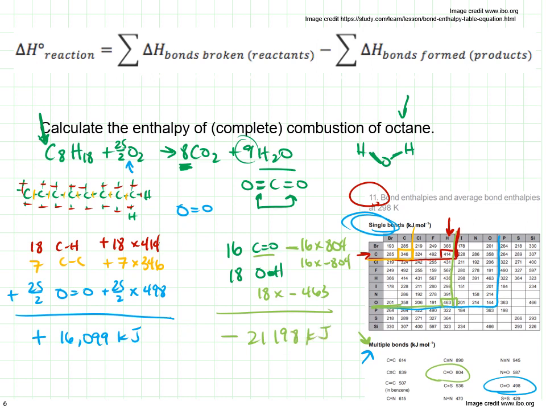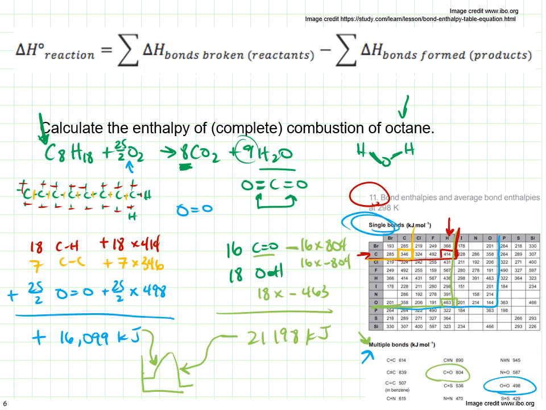At this point, you can kind of think about our potential energy diagram. If we had 16,099 kilojoules of energy to break all those bonds in the reactants, and then I have 21,198 kilojoules of energy being released when we make the new bonds, we can see that we have an exothermic reaction.